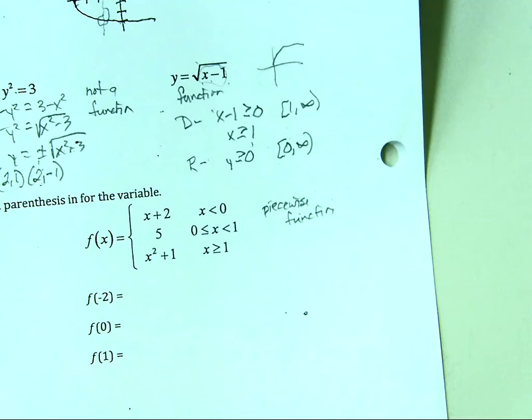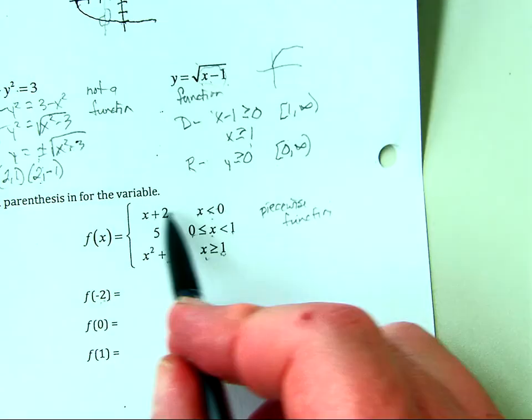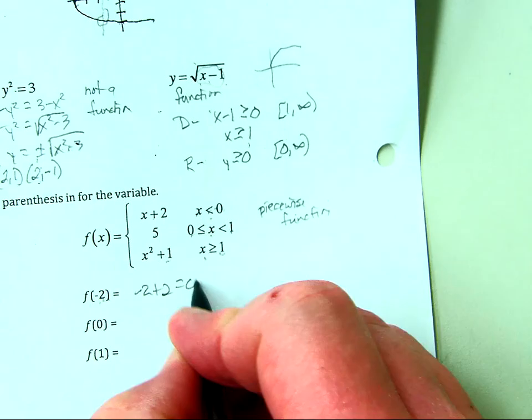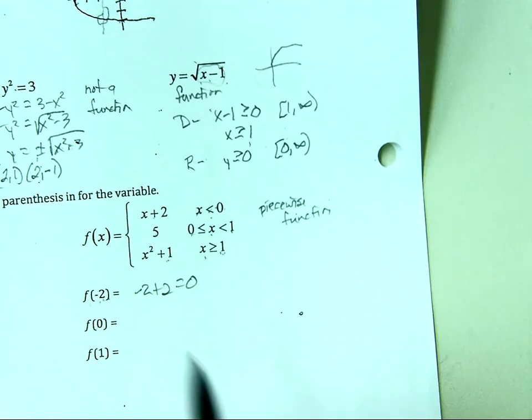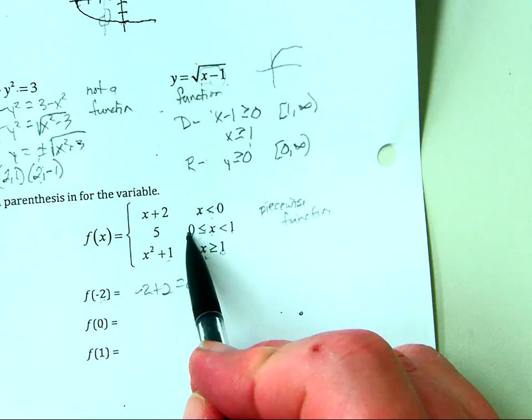So when you're asked to find one like f of negative 2, we first find the appropriate domain. Well, negative 2 is less than 0, so we're going to use the top one. So negative 2 plus 2 is 0. F of 0, well here x is greater than or equal to 0, so 0 goes in this middle one, that's just 5. So any number between 0 and 1, the value of your function is just 5.